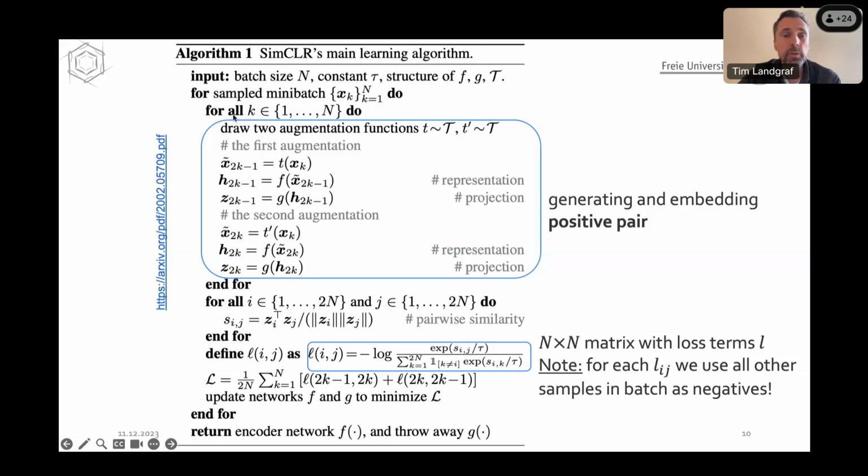And for these, we do the following. We loop over them. We first draw two augmentation functions, t and t', and plug the first sample and the second sample into the augmentation, through the encoder and through the head to obtain our augmented sample, the hidden representation, and the Z representation for learning. And we do that twice for the different augmentations.